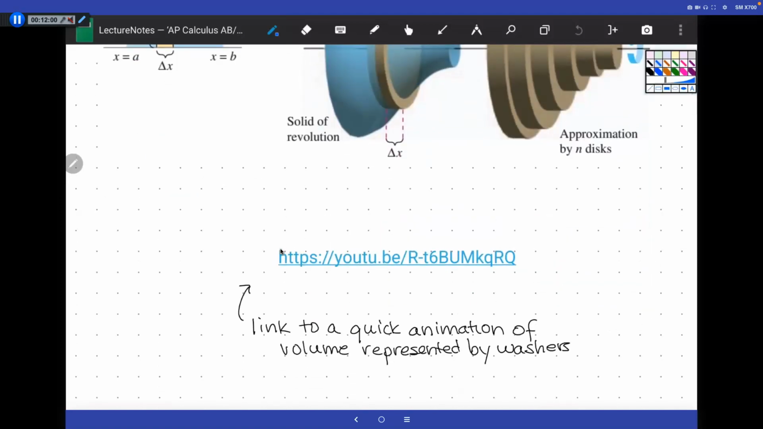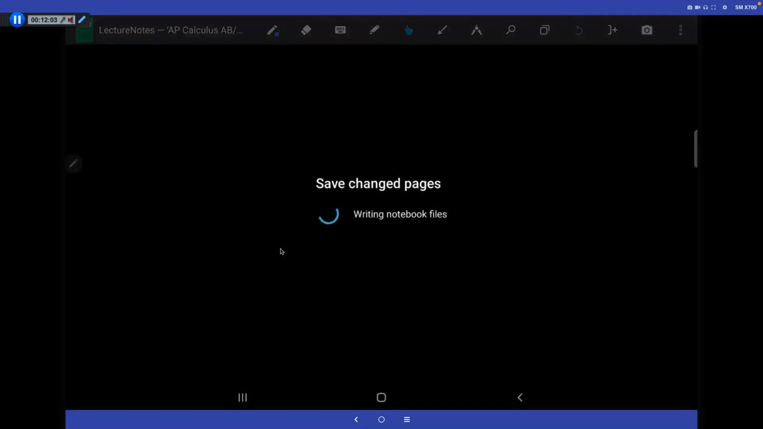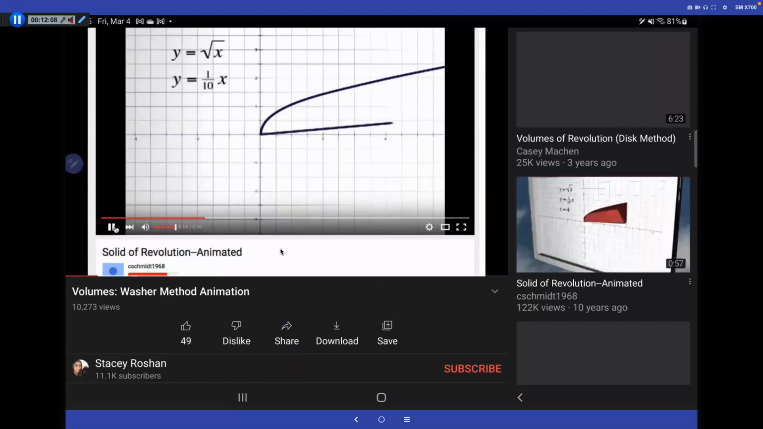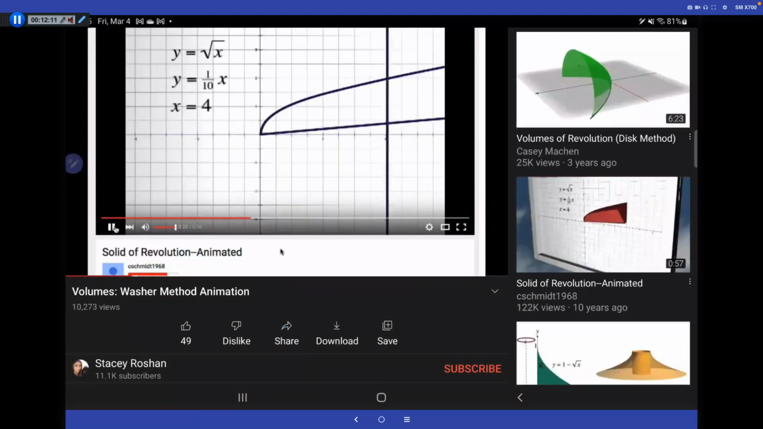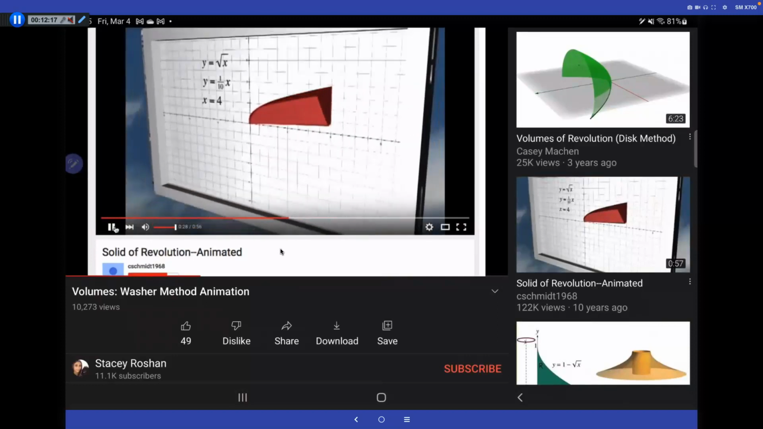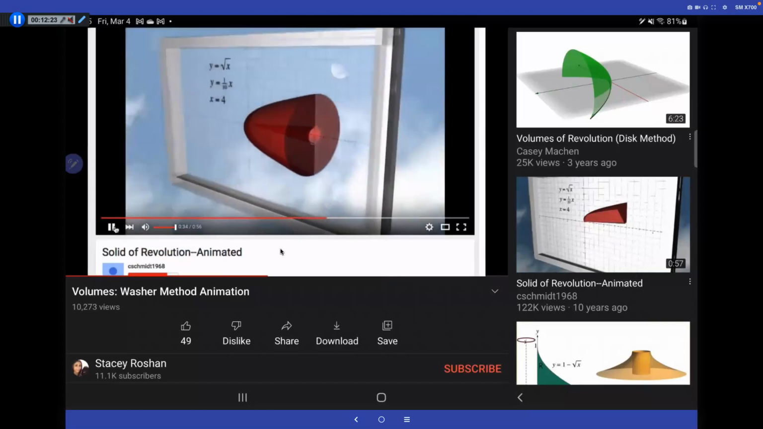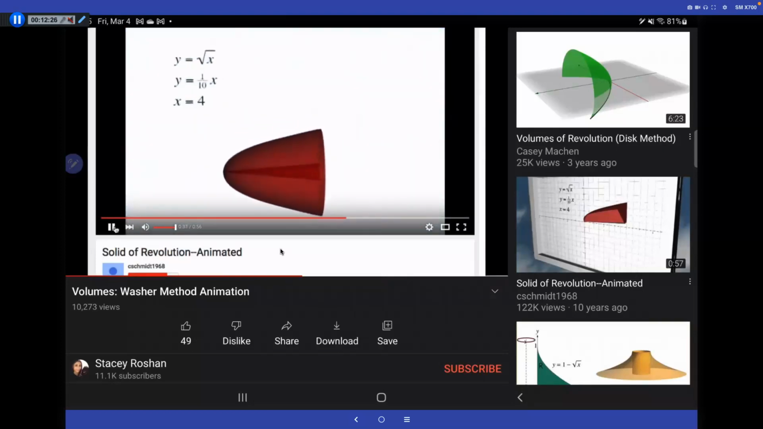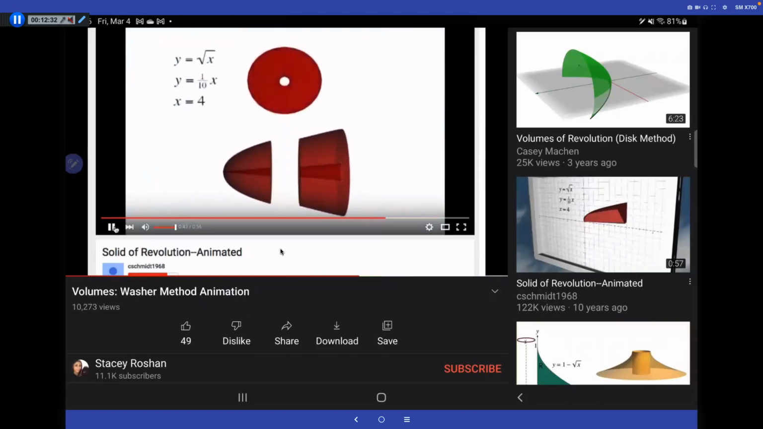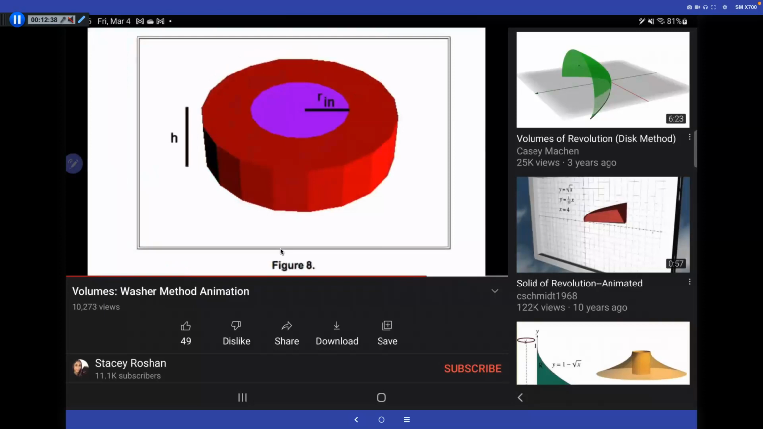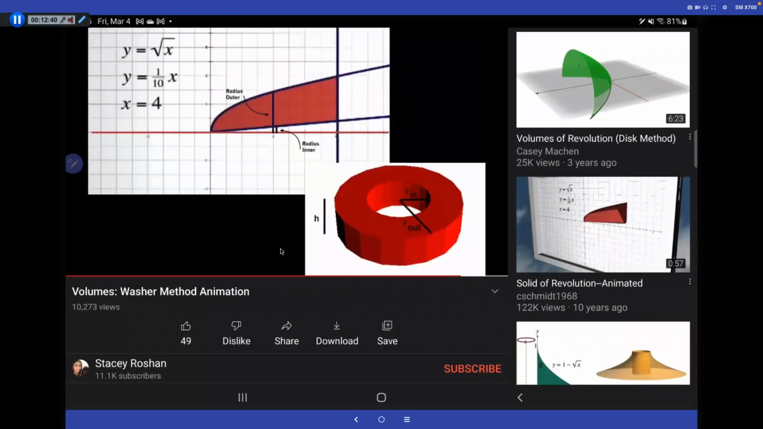So let's take a look at this. Let's see if this works. It's just a very quick, like 40-second video. But you can see here's the area, and we're going to rotate about the x-axis. So there it is rotating. And you can see that hole in the middle. And then there is a disc with a hole in it. We call it a washer because it looks just like a washer you would have. So we're going to look at volume by discs where there is no hole, but also volume by washers where there is a hole. And they're actually very similar.